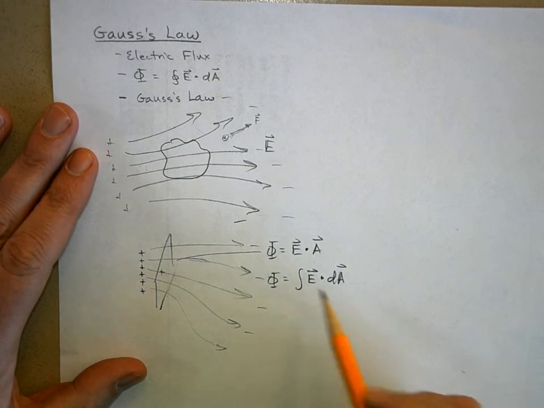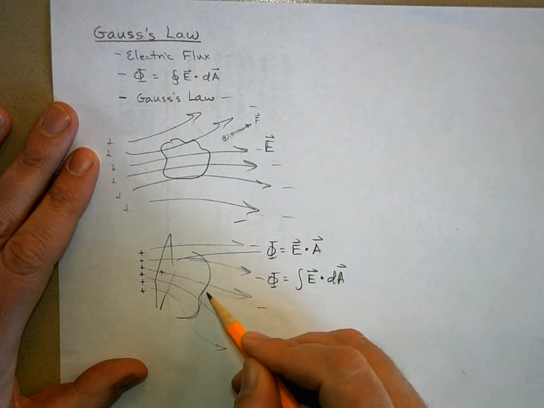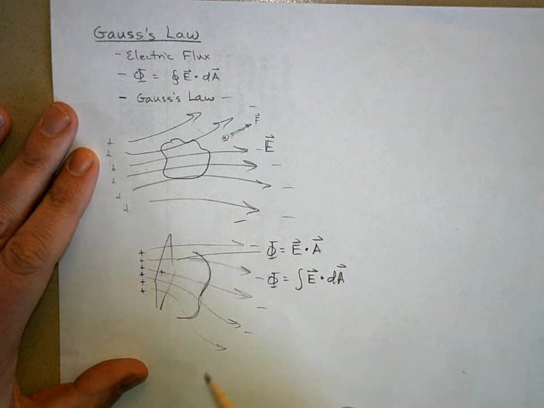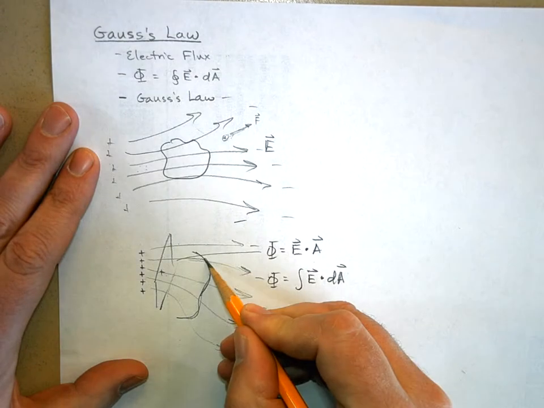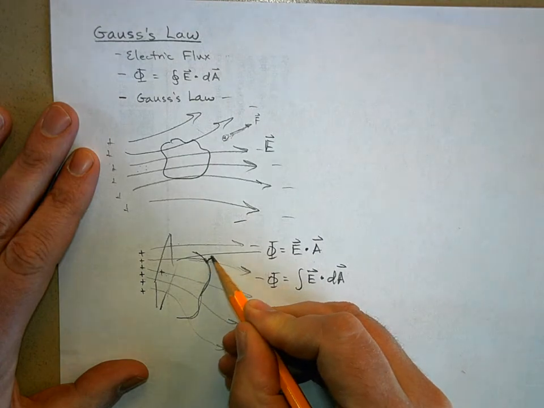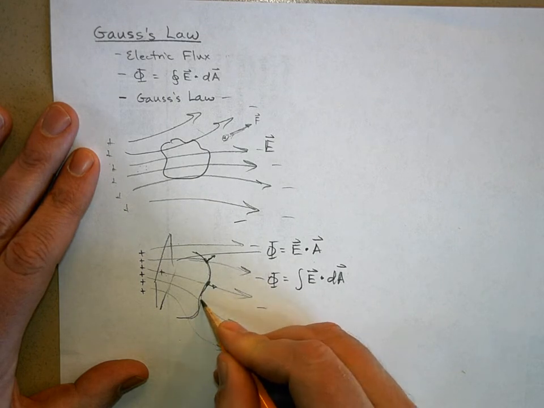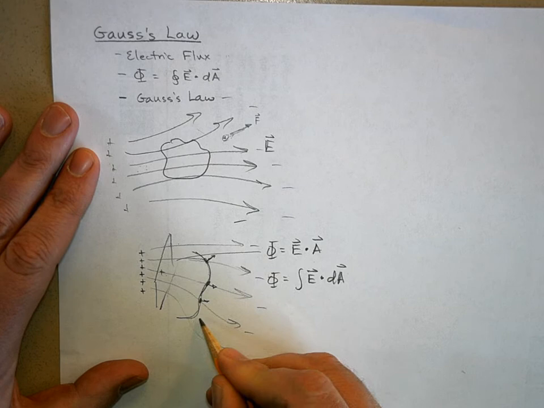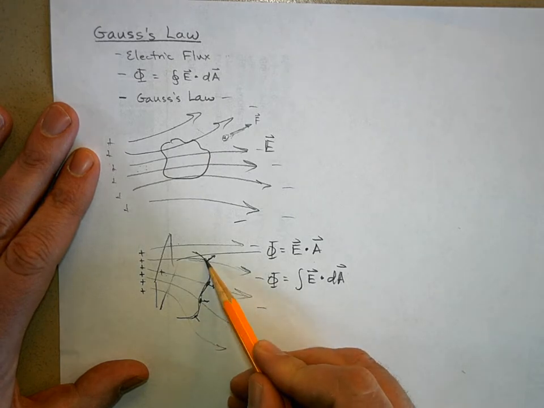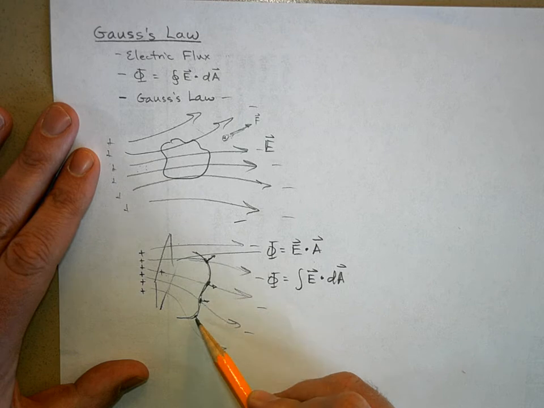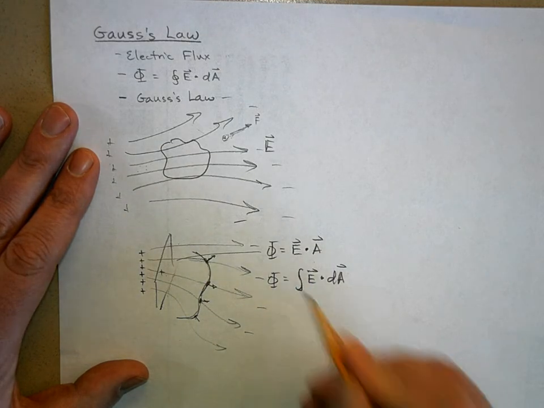So we've got this, and if I've got some curved, well, here's an open area. Here's my little tiny dA, and here's its direction. Here's my little dA, here's its direction. Here's another little dA, and you just have to calculate how much flux is going through there, and through there, through there, and then you sum them all together, and that's what an integral sign means. Sum them all together.